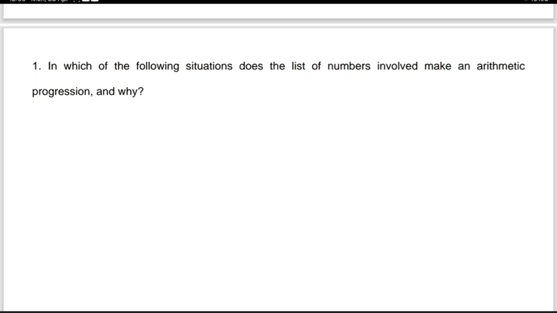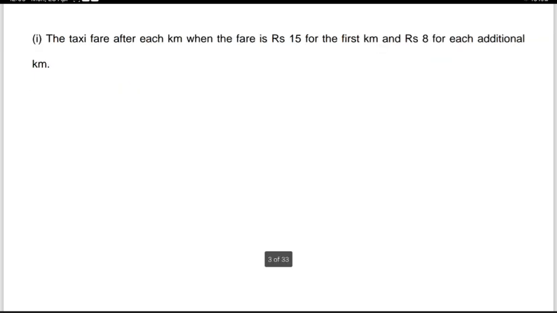We should find whether it forms an AP or not, that is, whether it forms consecutive numbers or not. So let's go. First subdivision: the taxi fare after each kilometer, where the fare is rupees 15 for the first kilometer and rupees 8 for each additional kilometer.